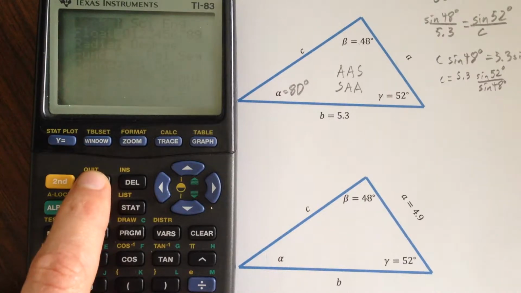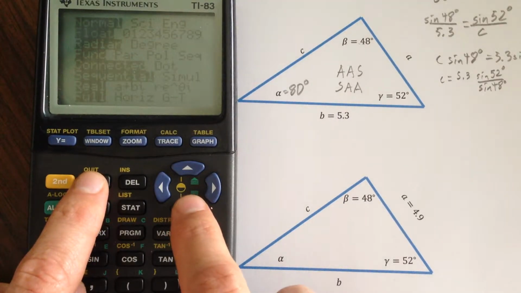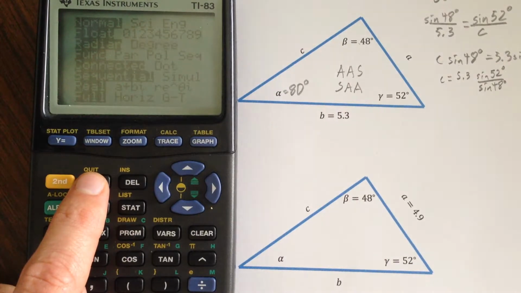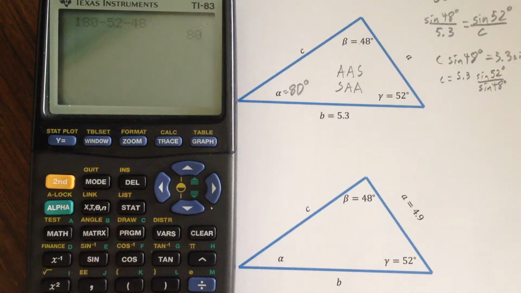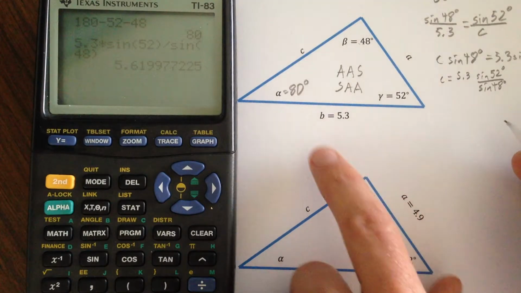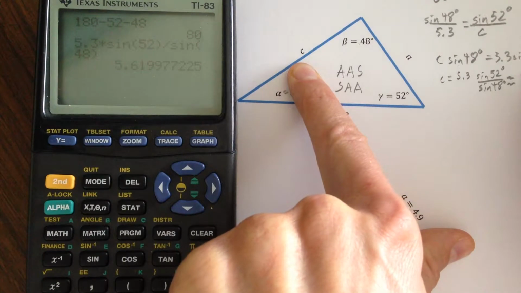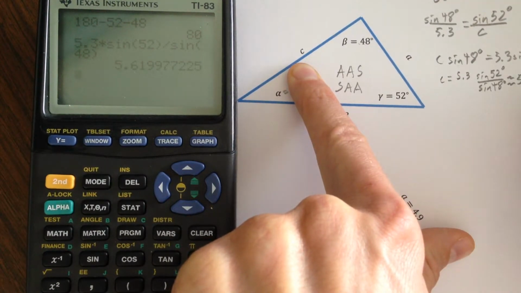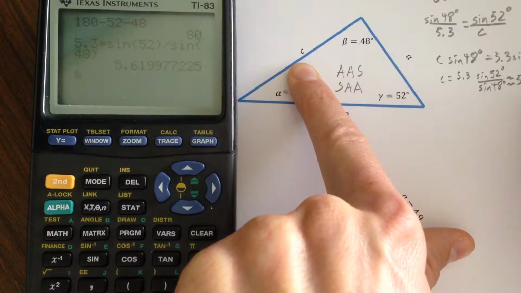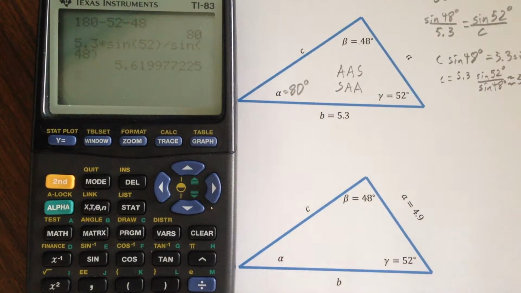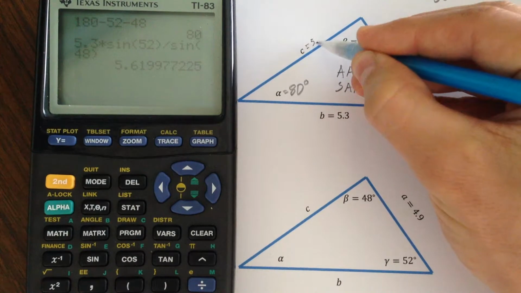So first off, just make sure that you are in degrees on your calculator. That's on the mode button. I'll press enter, then I'll quit. Okay, so now that I'm in degrees, 5.3 times sine of 52 divided by sine of 48. You can see that this side C is going to be approximately 5.62, or it might tell you to round to the nearest tenth, in which case this side would be 5.6.